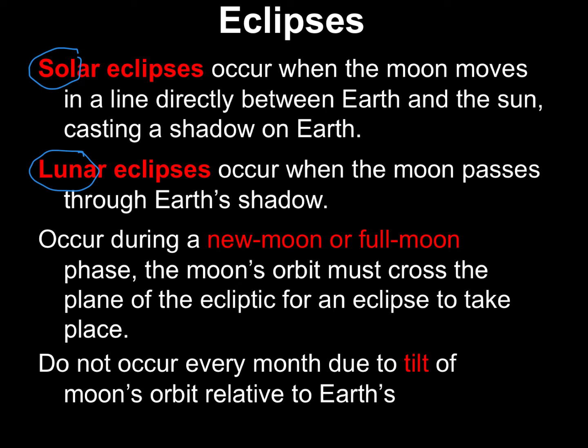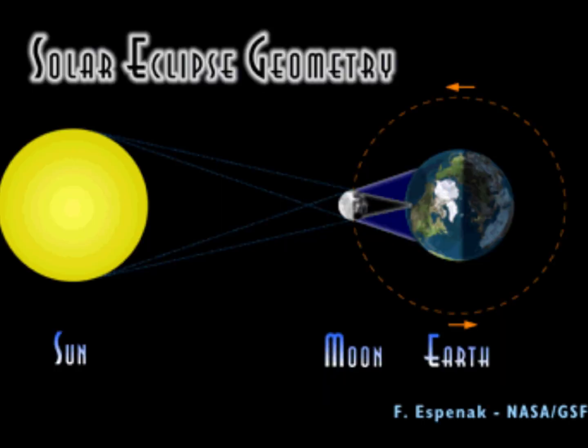Solar eclipses always happen during a new moon phase, and lunar eclipses always occur at the full moon phase. But again, they don't happen every month because the moon's orbit is tilted. Here's the geometry of it. In a solar eclipse, the moon blocks the light from the sun entirely for a very small part of Earth, that dark shadow area, which is called the umbra. A much larger part of the Earth gets a partial eclipse and is in part shadow, called the penumbra.